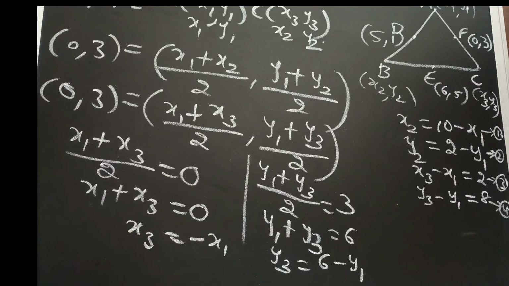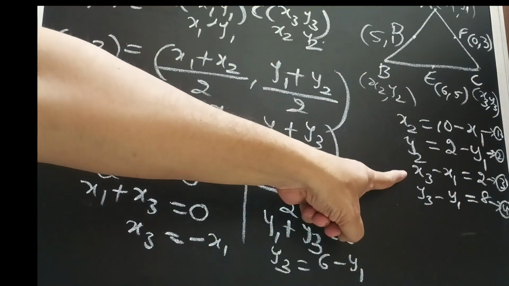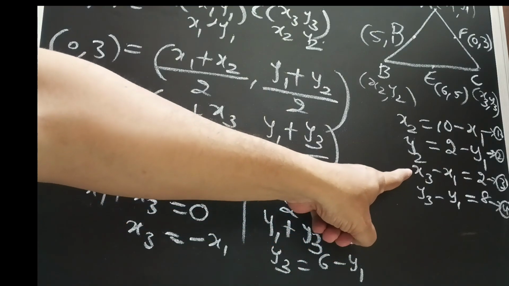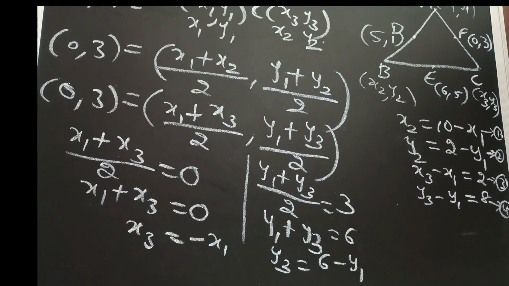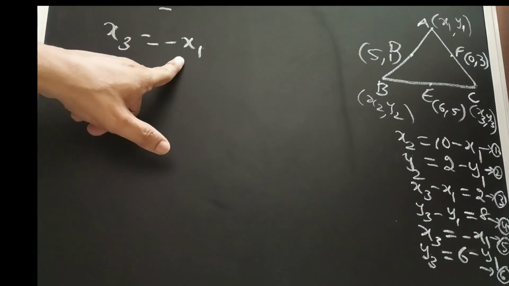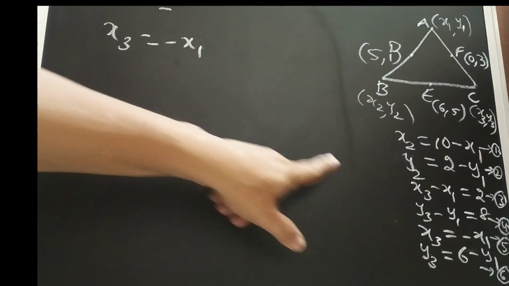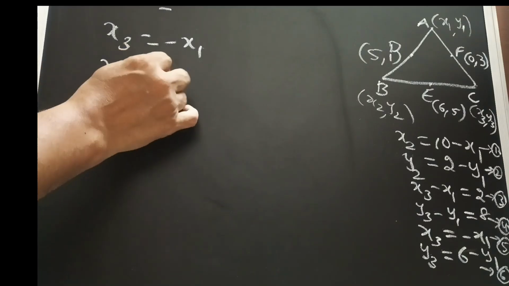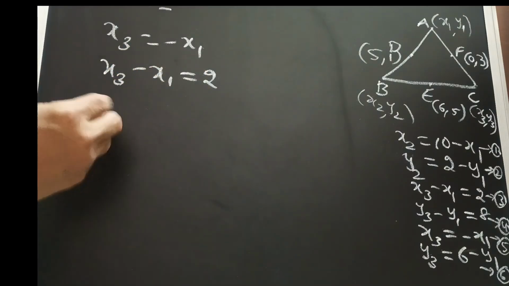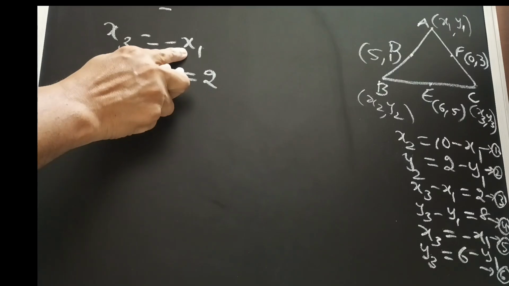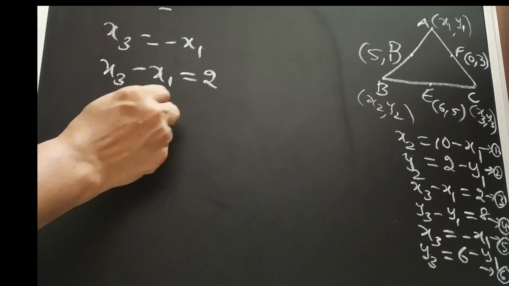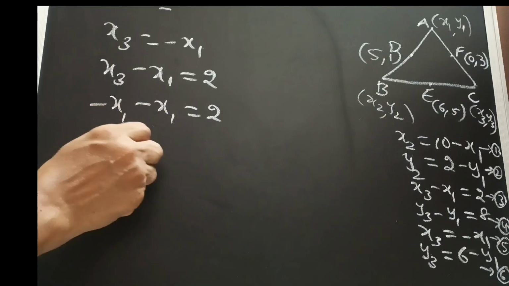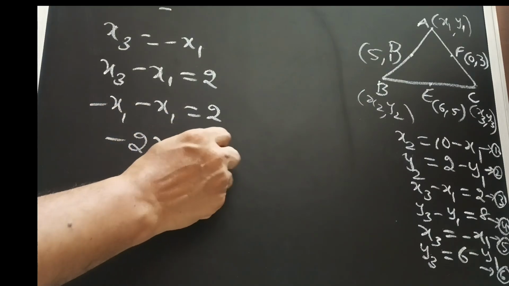Now if you observe here, in place of equation 3, substitute x value in equation 3, then you will get x1 value. So x3 is equal to minus x1. Take this value and substitute in equation 3. Equation 3 is x3 minus x1 is equal to 2. So in place of x3, substitute minus x1. Minus x1 is equal to 2. Minus x1 means 2 minus 2x1 is equal to 2.